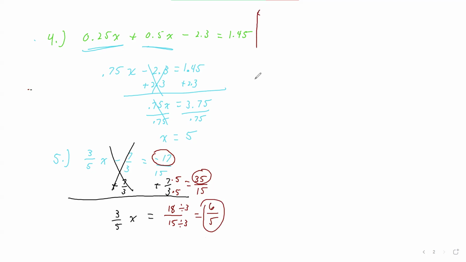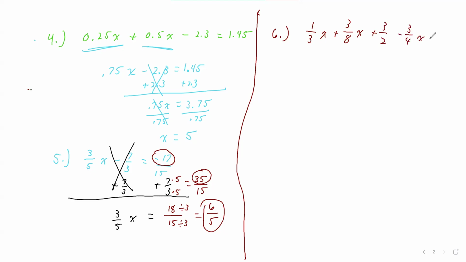Absolutely. I'll put the next question over here so you get some more time. So question 6, more fractions, a little more intense on the fractions. 1/3 x plus 3/8 x plus 3/2 minus 3/4 x equals -3.